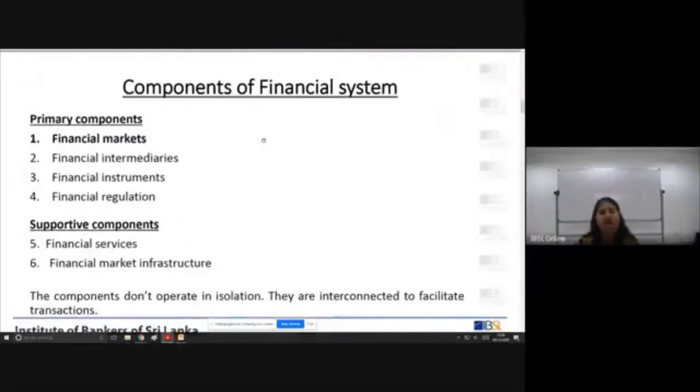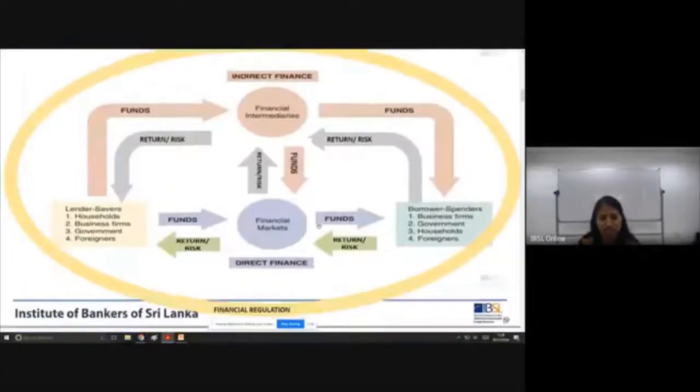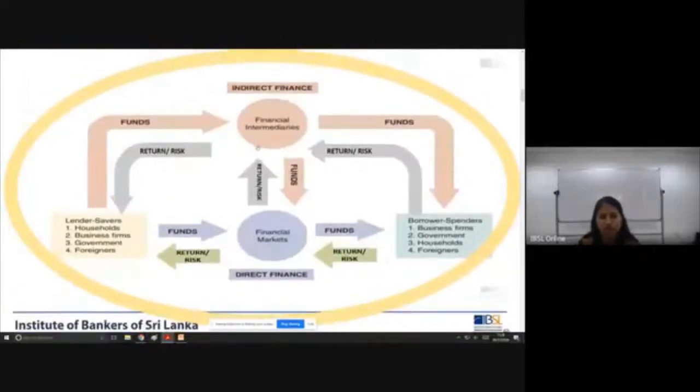So here we have the components of the financial system. Even in this diagram, you definitely know financial intermediaries is one component. You need to have a financial intermediary in the financial system to ensure that the channeling works properly. Then you have the financial markets to enable the direct finance.